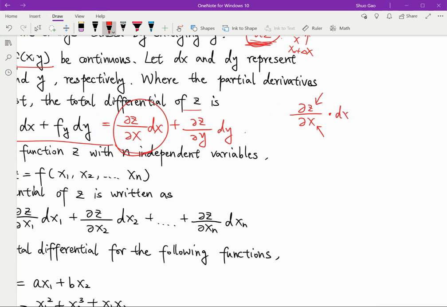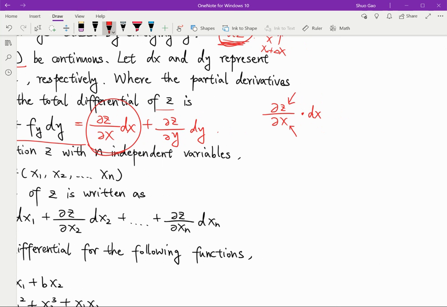If we multiply this by dx, the first part means the change of z given the change of x, and you multiply by the change of x. dx means the change of x. So these two things cancel, or just think of them as cancelling. So this becomes something like this, the change of z.